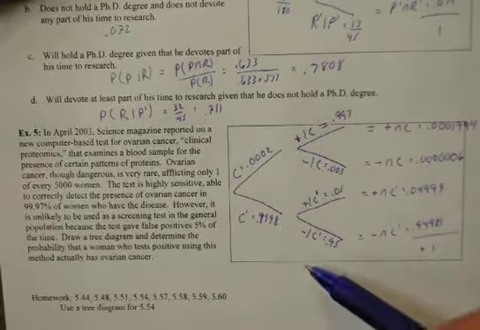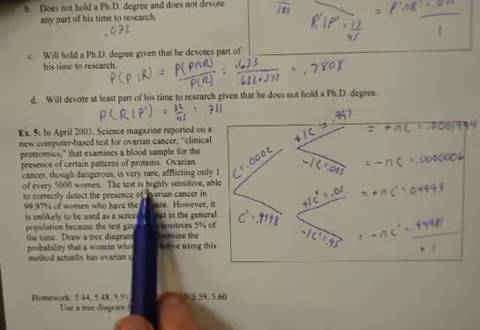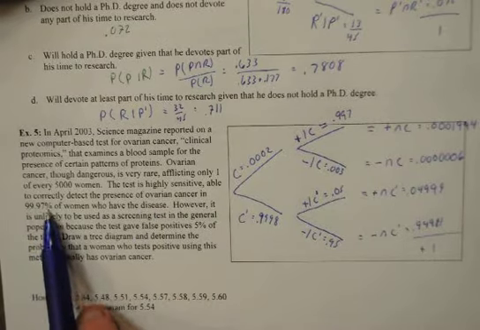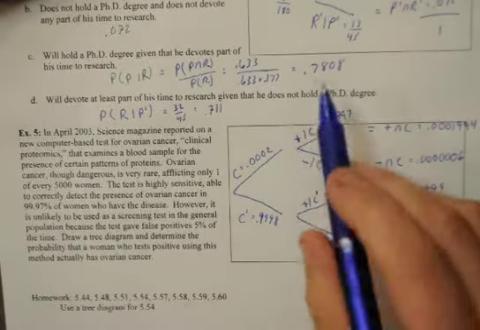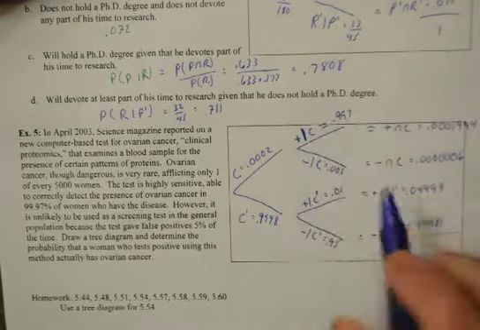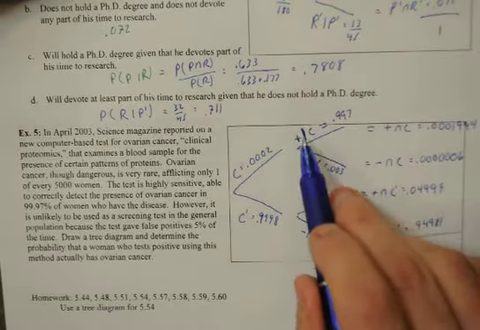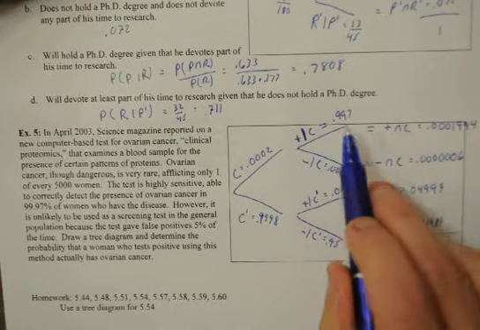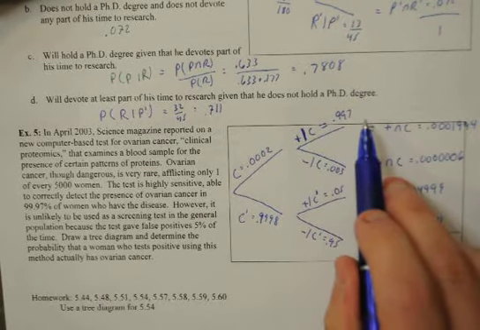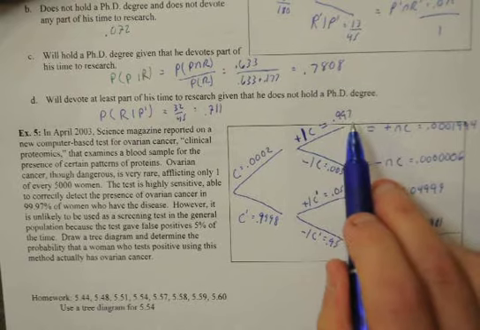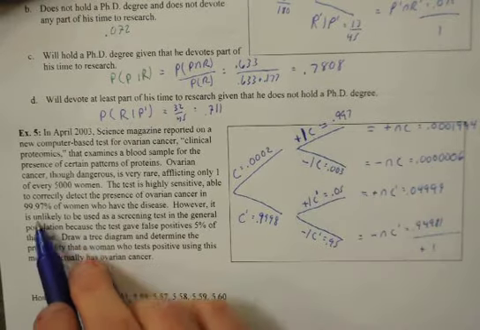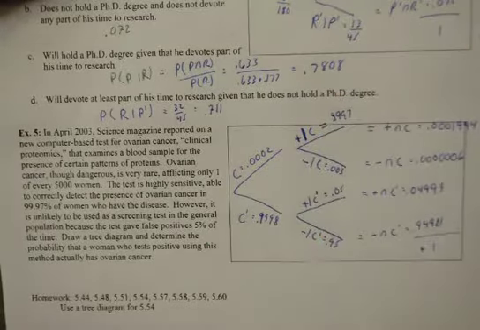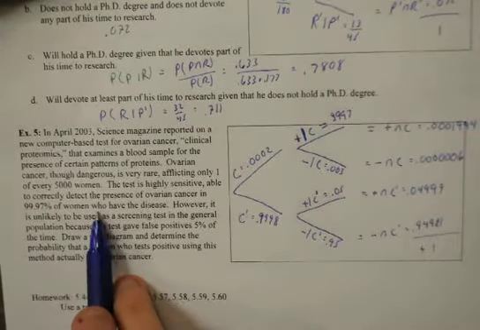Now they're going to be tested. The test is highly sensitive, able to detect the presence of ovarian cancer in 99.97% of women. So, given that you have cancer, the probability of a positive test is 0.9997. There's another 9 right there, my mistake. Of women who have the disease.